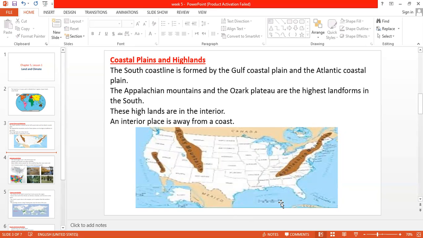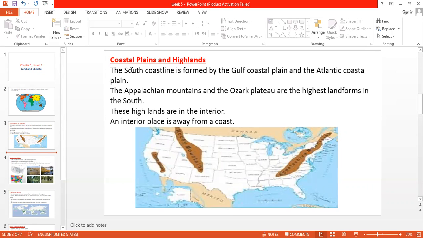Today we're gonna speak about the South. Where is the South? This part is the South, guys. Look, this part where I'm pointing now, this is the South. Okay, so the South here is located along the Atlantic Ocean on the east, and here is the Gulf of Mexico.